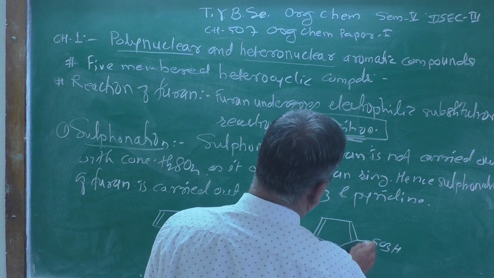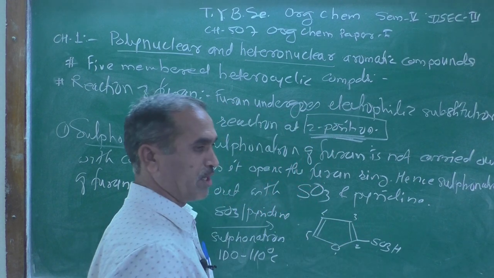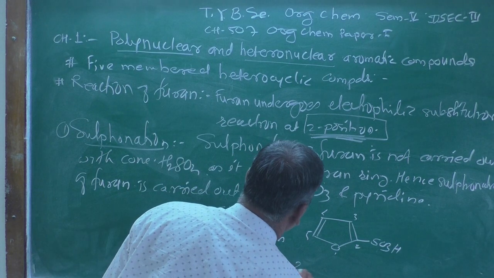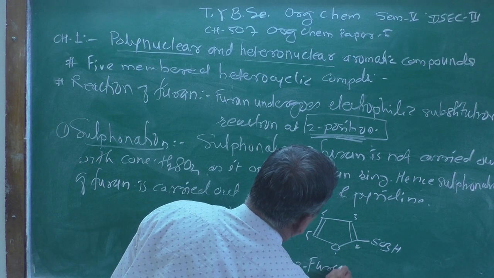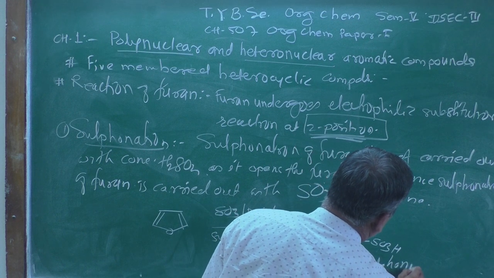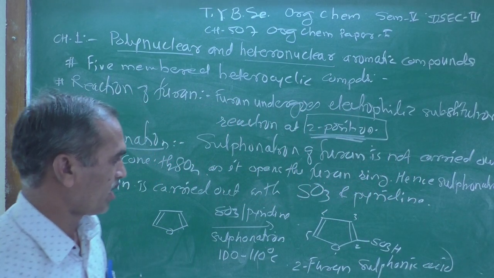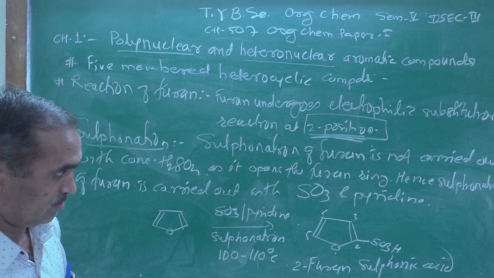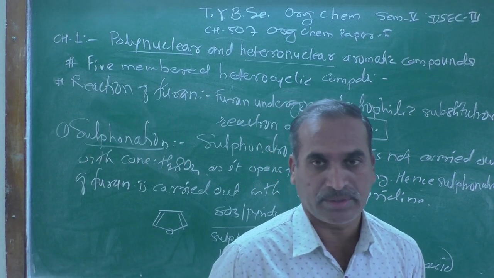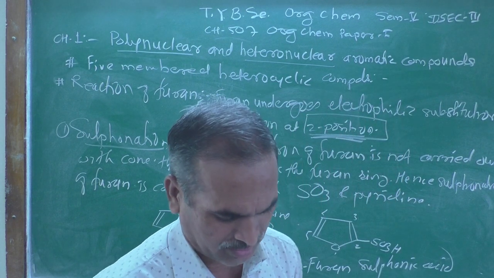Positions are 1, 2, 3, 4 and 5. The sulfonic group is attached at the 2 position, and therefore it is known as 2-furan sulfonic acid. This is the name of the resulting product, and this is known as a sulfonation reaction.